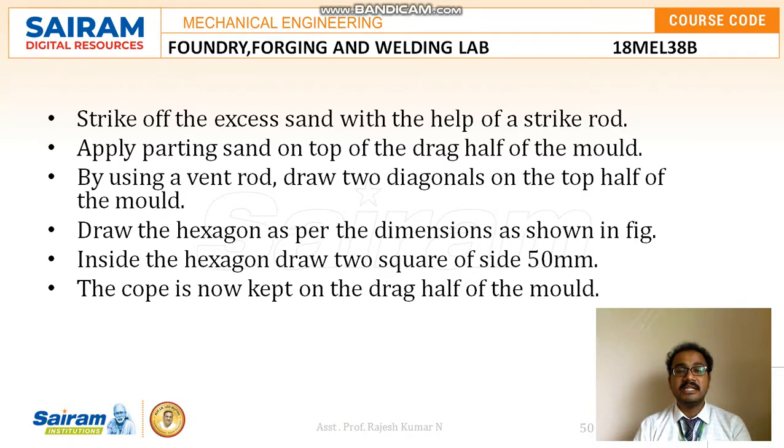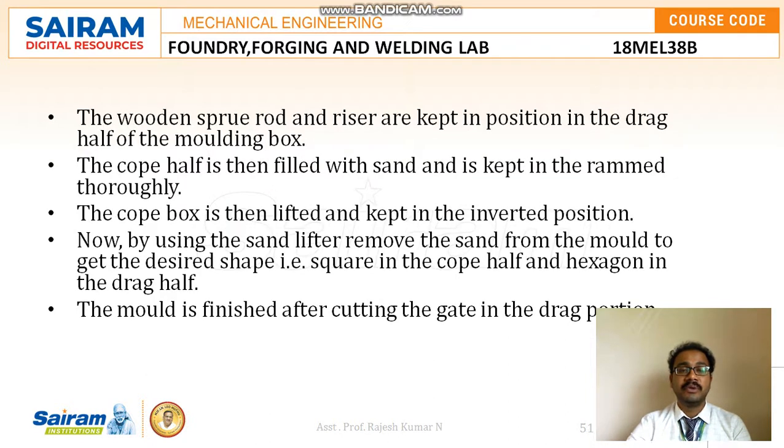Apply parting sand on top of the drag half of the mold. Draw two diagonals on the top half of the mold. Draw the hexagon as per the dimensions shown in the figure. Inside the hexagon, draw two squares of side 50 mm. The cope is now kept on the drag half of the mold. The wooden screw rod and risers are kept in position in the drag half of the molding box. The cope half is then filled with sand and rammed thoroughly.